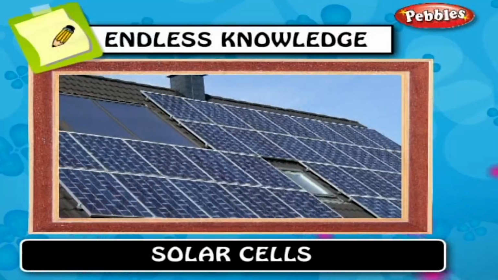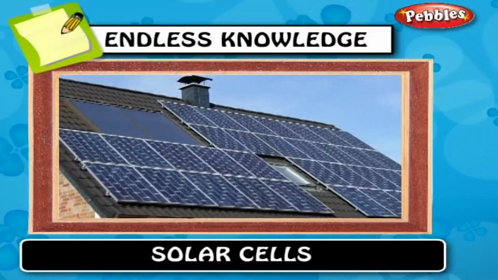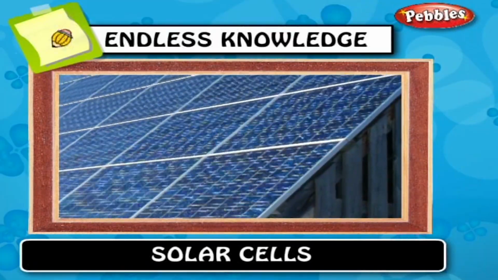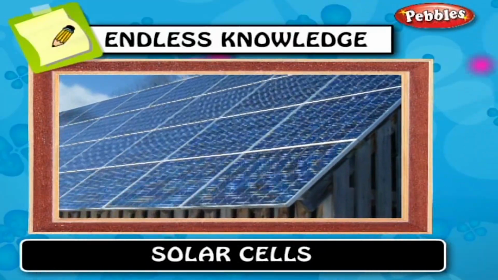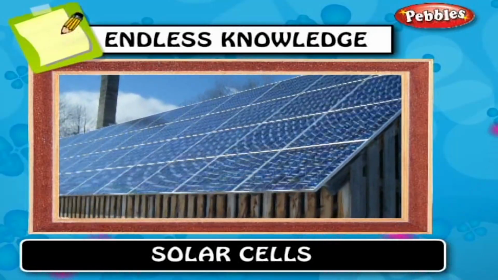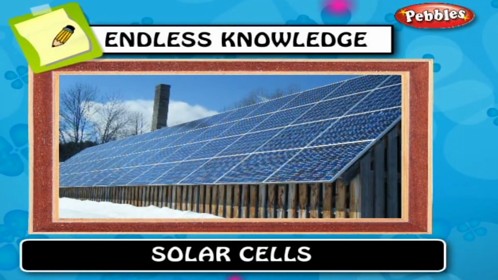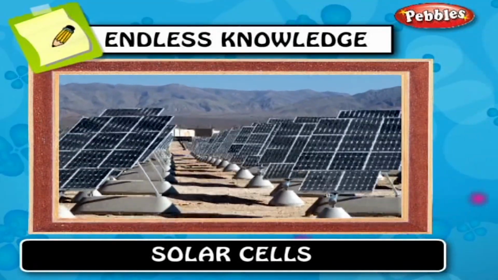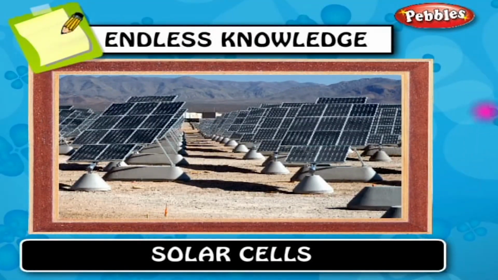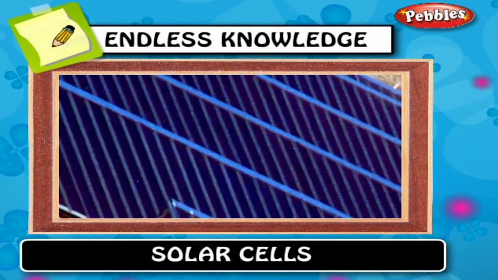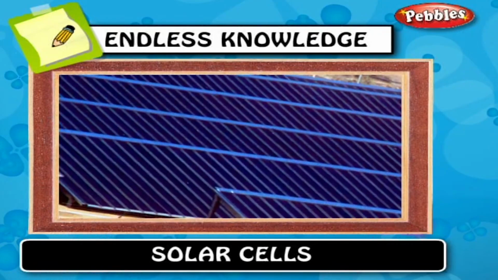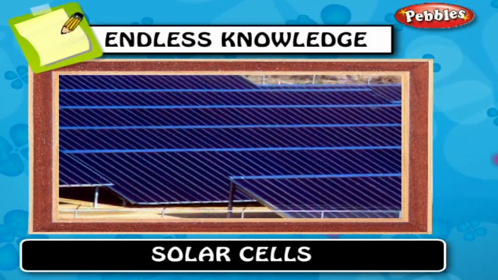Solar cells. A solar cell is a device that converts the energy of sunlight directly into electricity by the photovoltaic effect. Photovoltaics are the field of technology and research related to the application of solar cells in producing electricity for practical use. The energy generated this way is an example of solar energy.